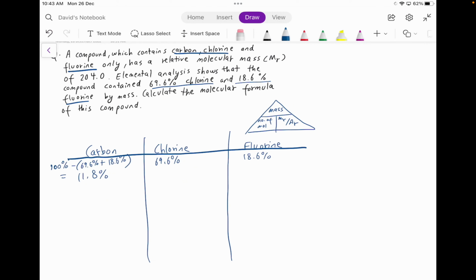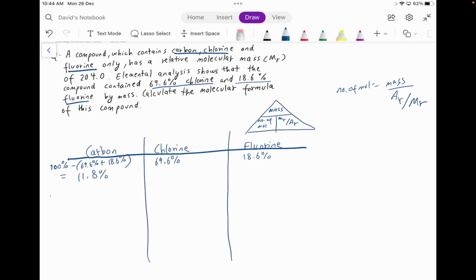In order to do that, we have to calculate the number of moles first. We know that the number of moles is equivalent to mass divided by the MR or AR. In this case, we're just going to take the AR, since these are elements: carbon, chlorine, and fluorine. If they are compounds, take the MR, okay? It's very important that you understand the difference between these two.